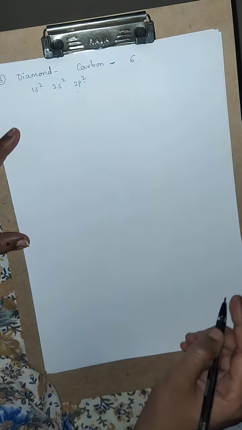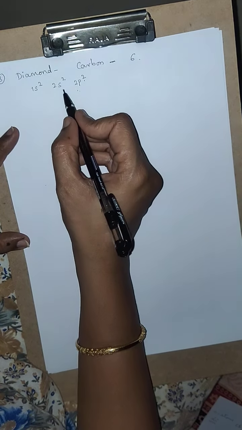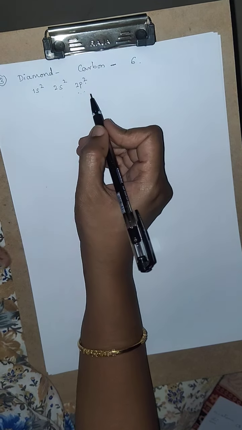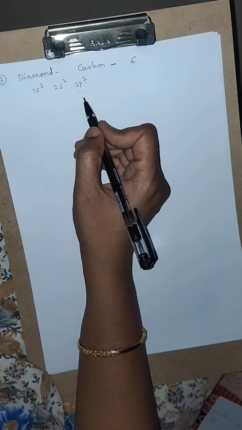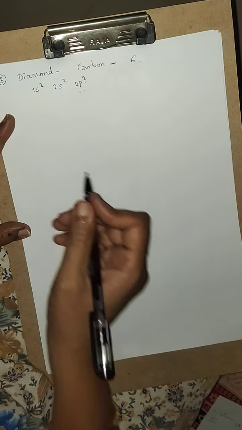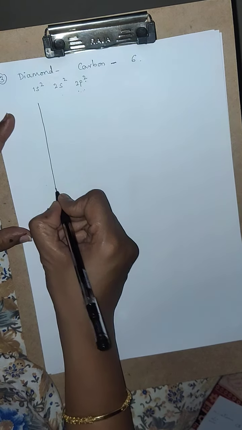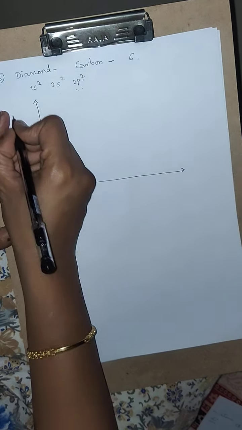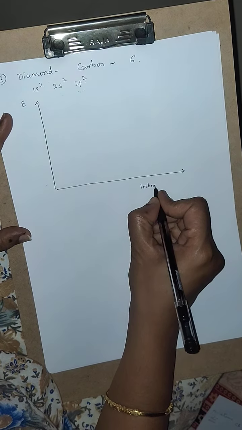Again, our band theory of solids comes into the picture and tells us that the gap between the 2s and 2p levels is large, of the order of more than 3 electron volts, and it is going to lead to an insulating material. So I'm going to draw the energy level diagram for this. This is the energy, E, on the y-axis, and this is the interatomic distance on the x-axis.